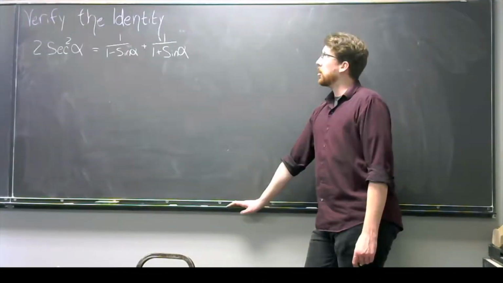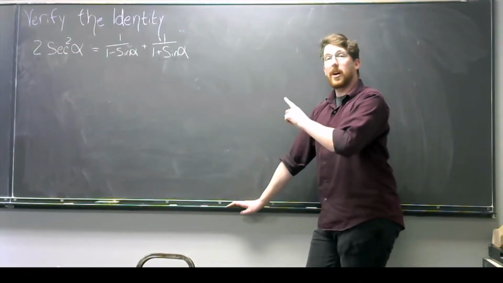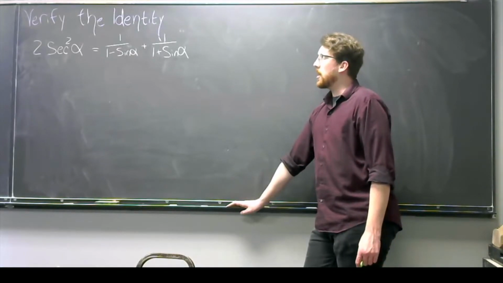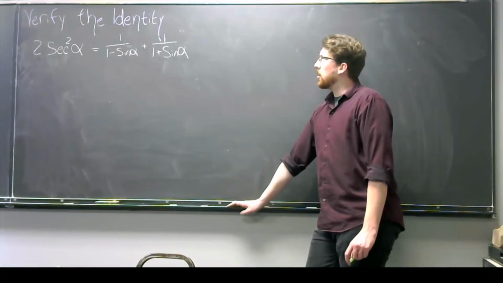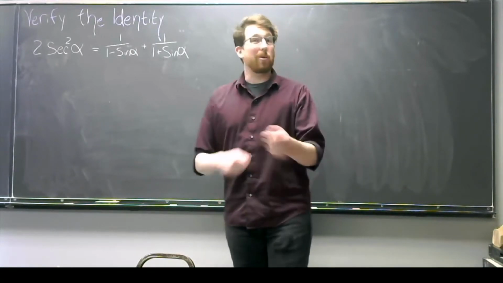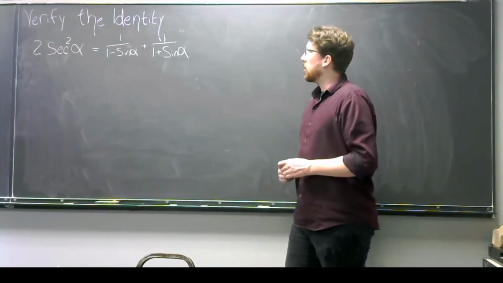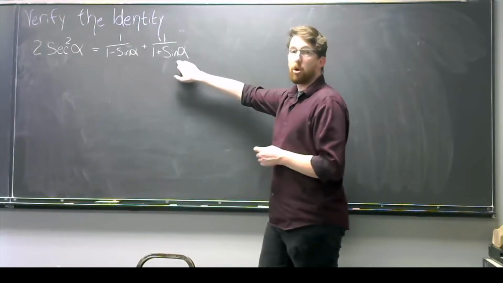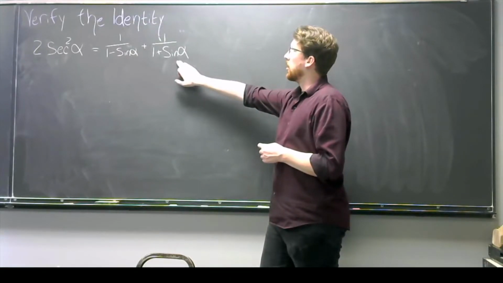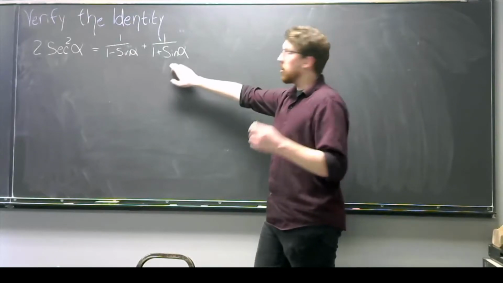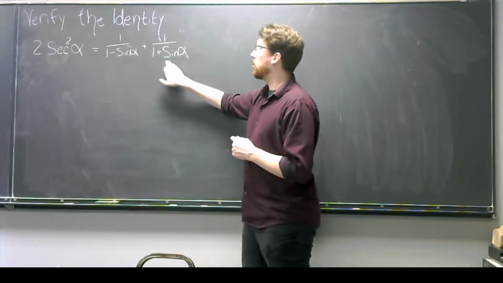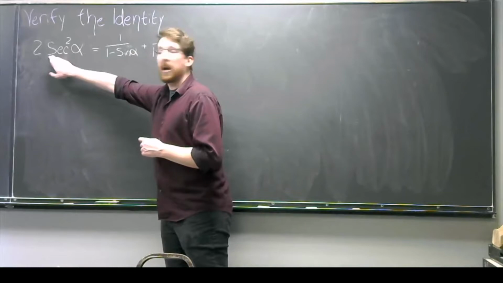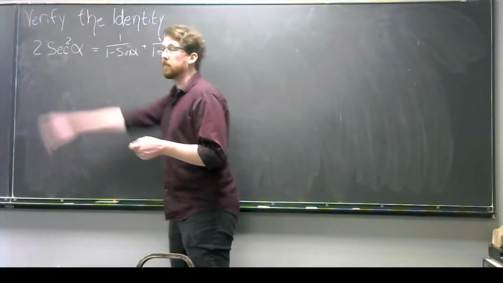Cool, let's move on. So again, we're just trying to verify the identity that's up here, right? Now, before we start this, a note on just general good practice. Generally, when we're trying to verify identities, it's best to work with the messier, more complicated side. So, for example, in this problem, we're going to work with these two fractions. And we're going to work through them to show that they are in fact equal to 2 times secant squared.